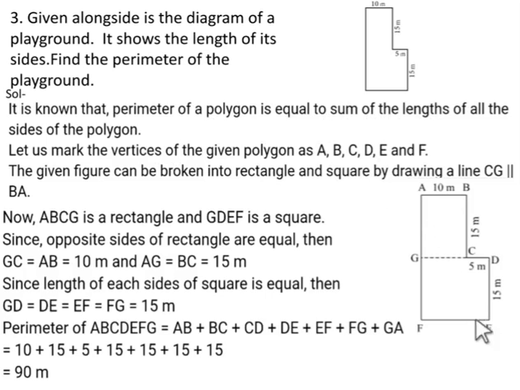Also, this playground is a kind of polygon. Now, here we will mark the vertices as A, B, C, D, E, F, G. Here in this figure you will see that the given figure is broken into a rectangle and a square.